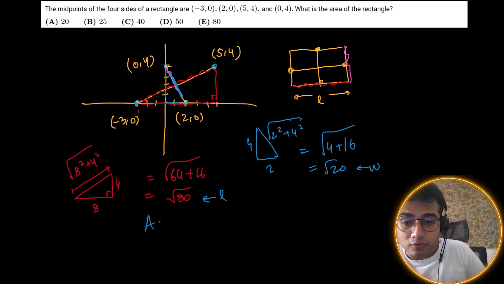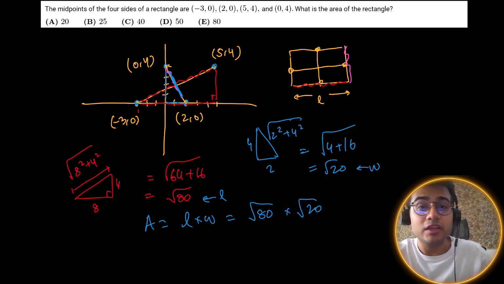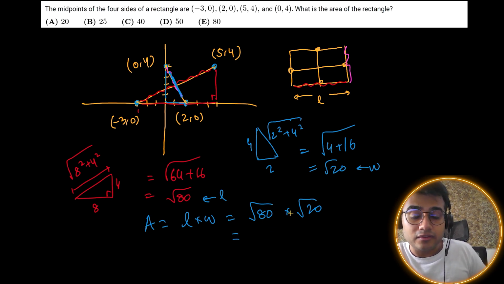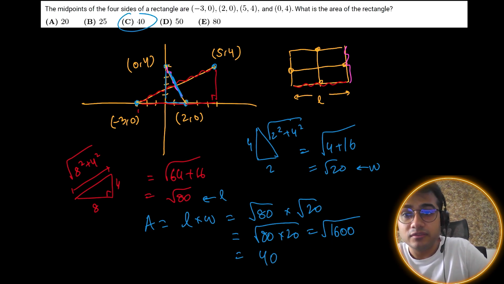The area of a rectangle is length times width, which is going to be the square root of 80 times the square root of 20. Now, there is a property of square roots that you can multiply the insides, okay? And this is going to be essentially equal to the square root of 80 times 20, which is the square root of 1600. And 1600 is just the square of 40. So the square root of 1600 is going to be 40. So the answer is C.